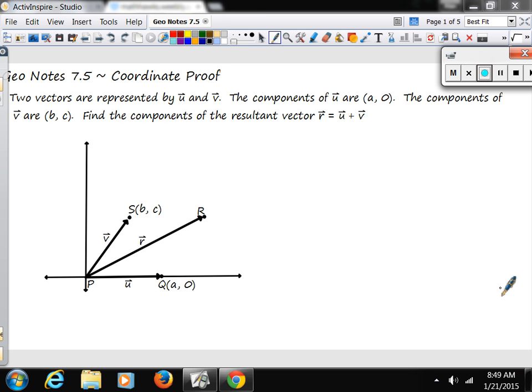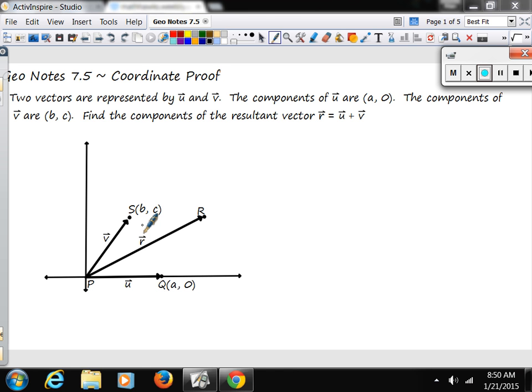but we're going to use A's and B's instead of our X's and Y's, instead of numbers. So you can see how it's like A, 0, B, C, those kind of things instead of the numbers on the X and Y axis. We want to see how it would work for any vectors or any shapes or anything like that. So this first one says two vectors are represented by vector U and vector V.